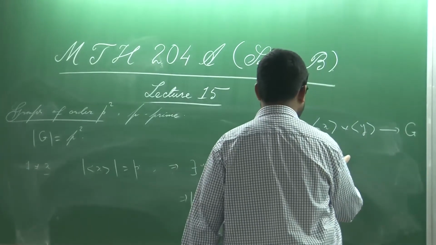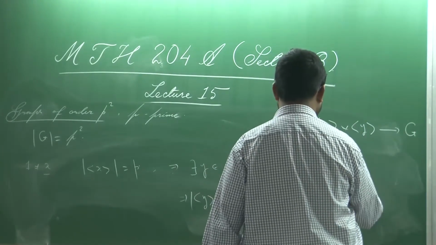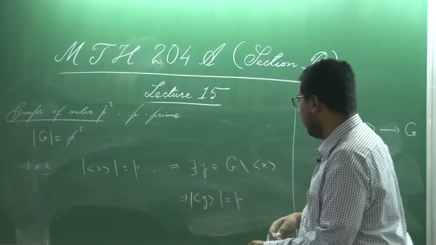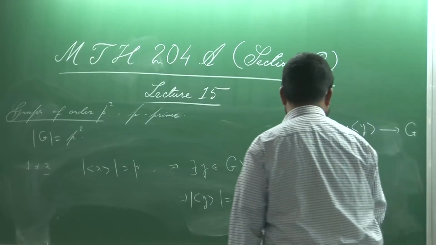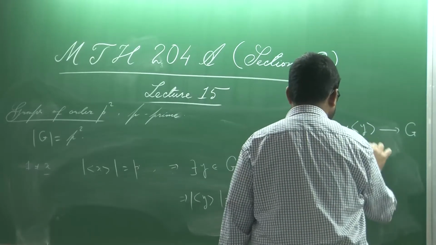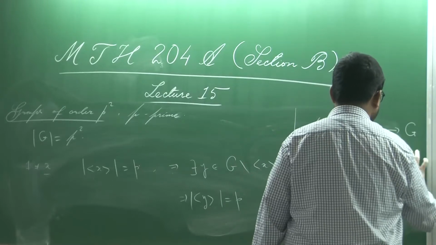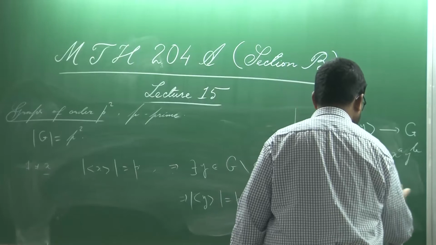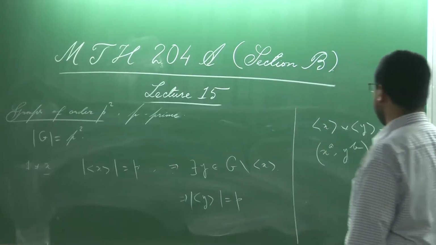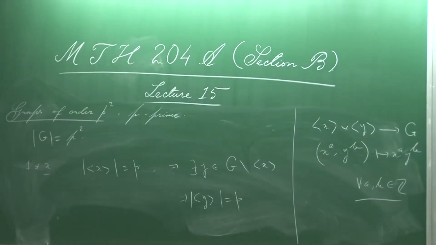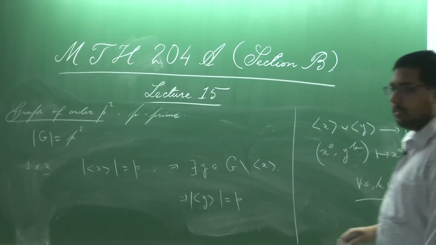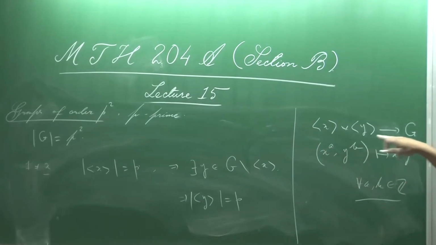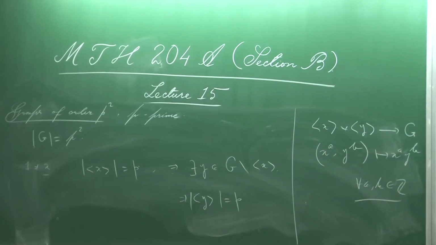So a typical element here looks like x to the power a for some a running from 0 to p minus 1, but that is not so important. In fact, for any integers a and b, we can talk about this map, x to the power a, y to the power b. We will now prove that this map is an isomorphism. Both sides have order p square, so it's enough to show it is a homomorphism and one-one.